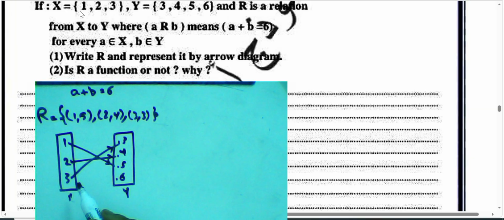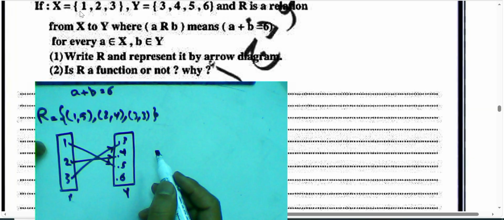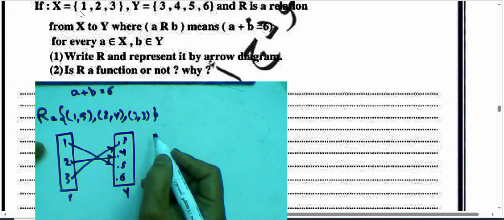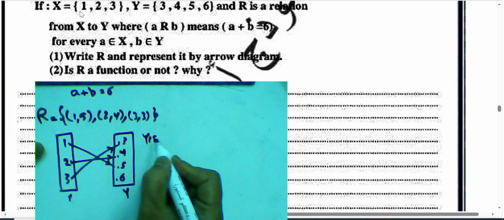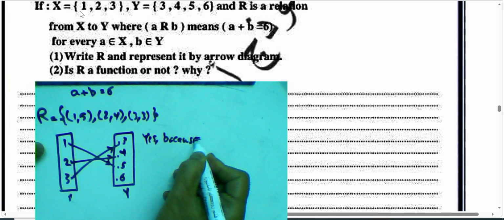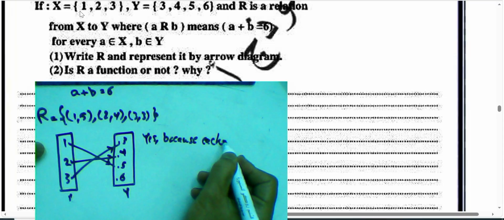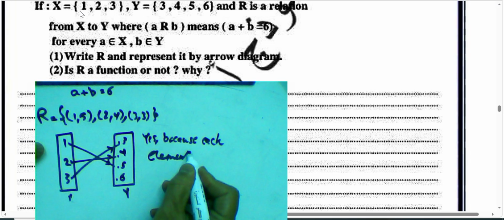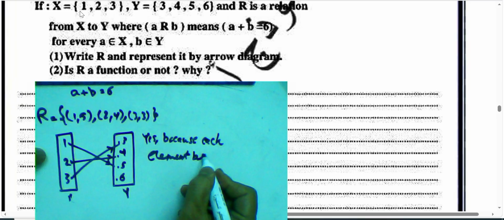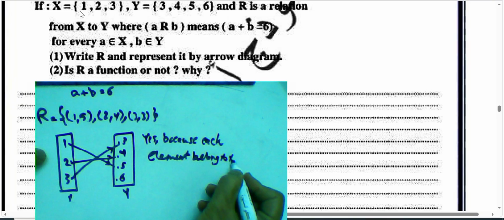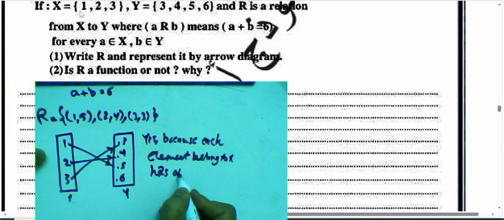Okay, is R a function or not? Yes, it's a function, because each element in x has only one image in y under R. Okay. Next example.